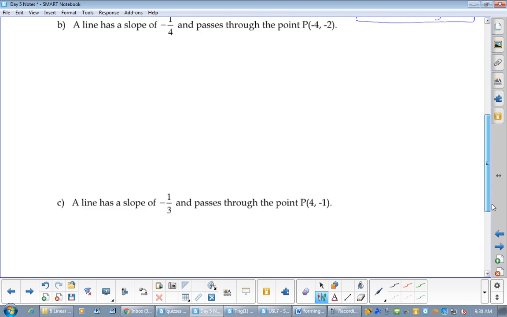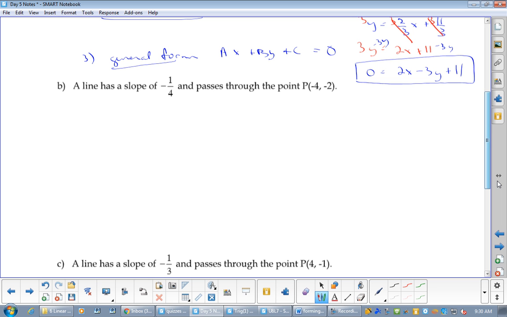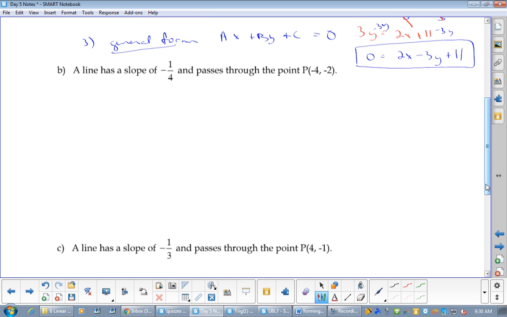Now these two examples are next. All three of these are the same. I don't know. Let's just do another one and then let you start on your way here. Now a slope is a line of -1/4 and passes through -4, 2. Okay? So this is slope point, which is y minus y1 equals m times x minus x1. They give me a slope and a point. I'm going to use this form. Okay, remember, this is x1. This is y1. This is m.